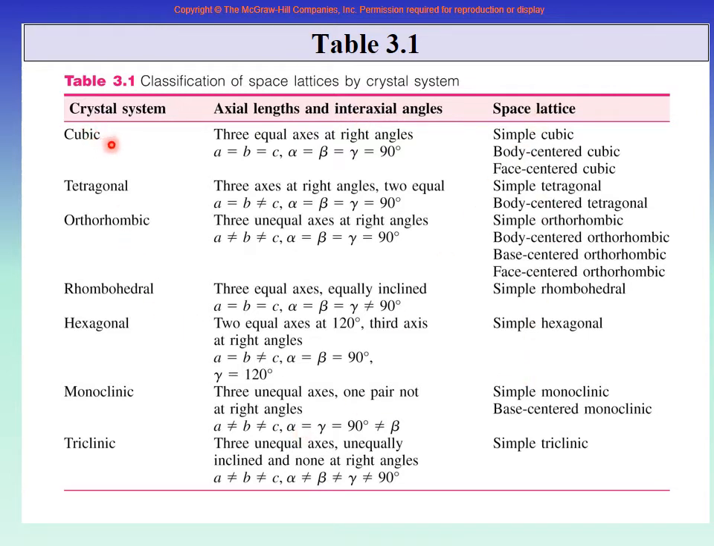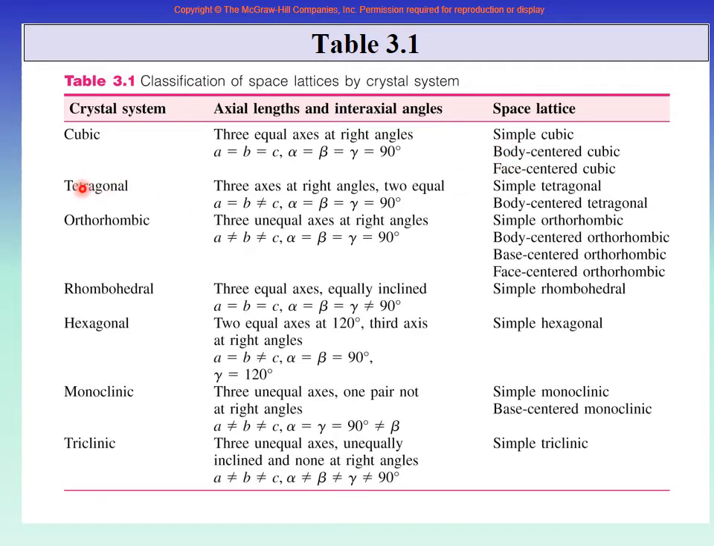So in cubic, there are 3 equal axes. A is B is C, right? A, B and C are equal. And all the 3 angles alpha, beta, gamma are 90 degrees. So this is basic cubic, isn't it? Basic cube means all the 3 angles are 90 degrees and all the 3 sides are equal in length. So this is cubic. In this cubic, there can be simple cubic, body-centered cubic and face-centered cubic. We will see, right? It is cubic, but simple, body-centered, face-centered.